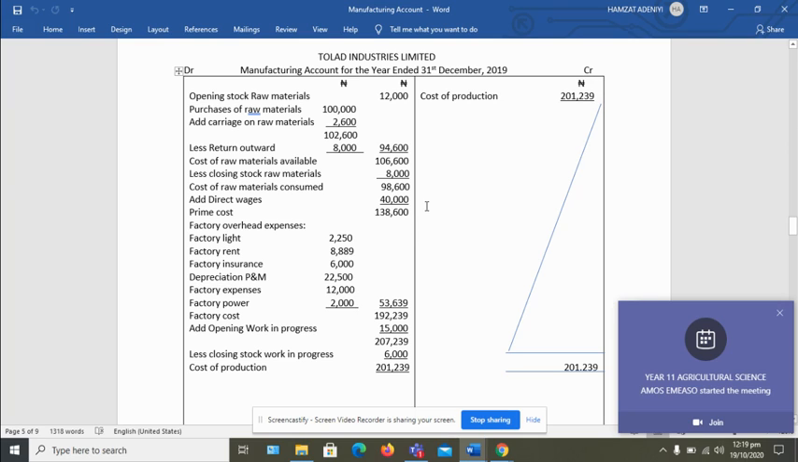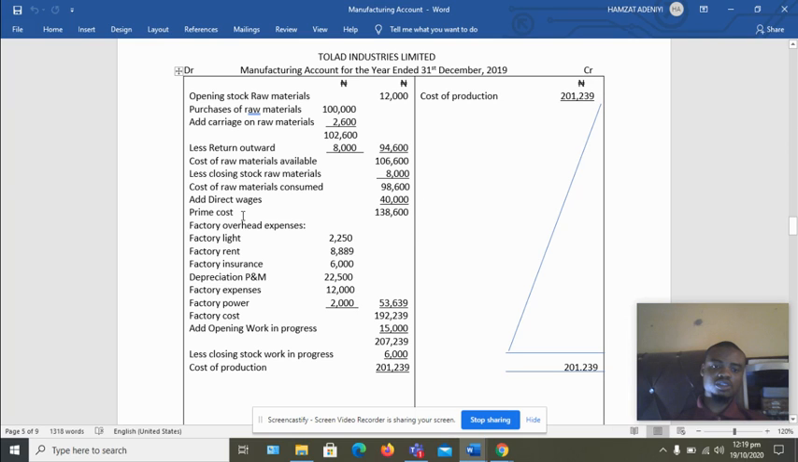That is 138,600. After you have gotten your prime cost, you move straight to your factory overhead expenses. We have factory light 22,500. From what we have calculated, that's what we bring down to this place. Factory rent also, we calculated it, we bring it down, 889. Factory insurance, we calculated it, bring it down to this place. Depreciation of plant and machinery, we calculated it also, we bring it down to this place. Then factory expenses, factory power, factory cost. Everything put together is 53,639.